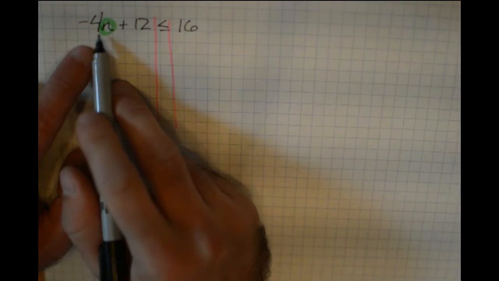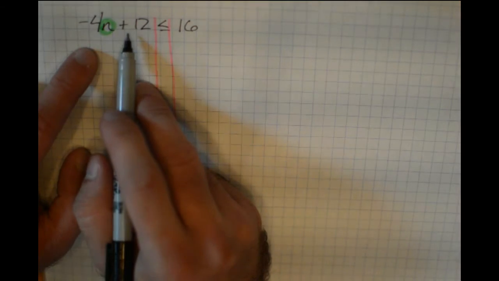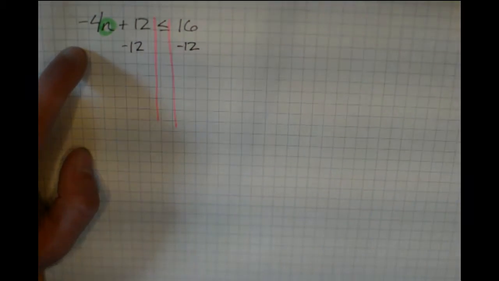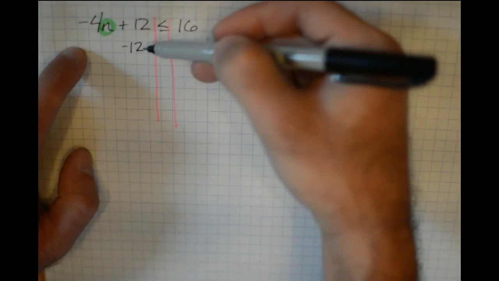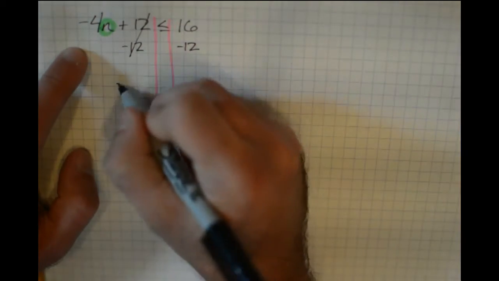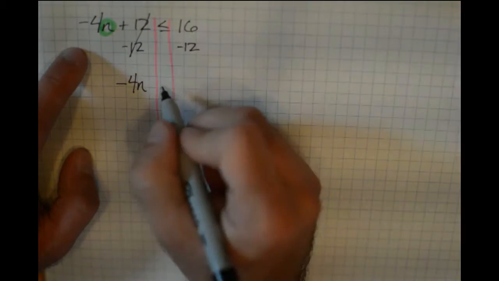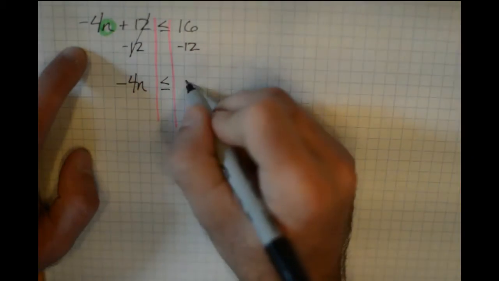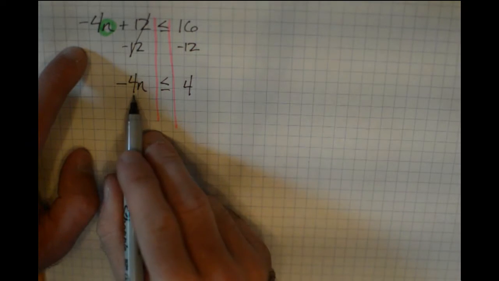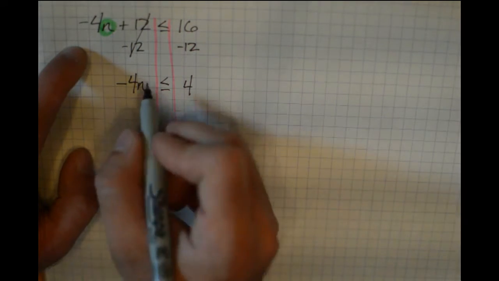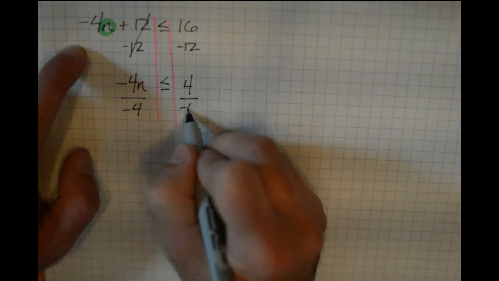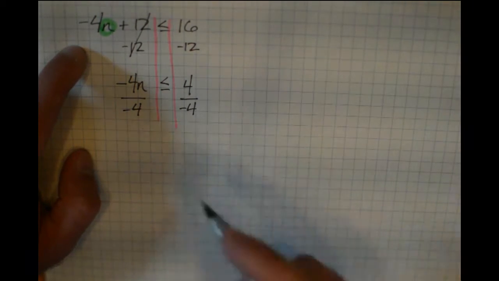Now last time we divided first, let's go ahead and get rid of that +12 first. And we're going to do that by subtracting 12 from each side. So positive 12 minus 12 is 0. And we just have -4n on the left side is less than or equal to 16 minus 12, which is going to be 4. And we have to undo that multiplication with its inverse, which is division. So we're going to divide that entire side by -4.